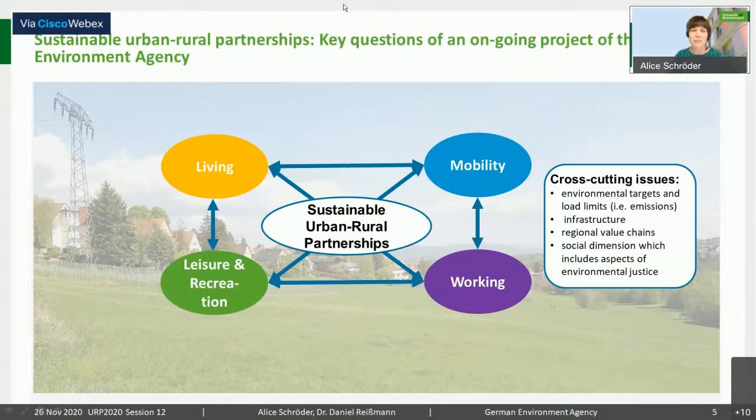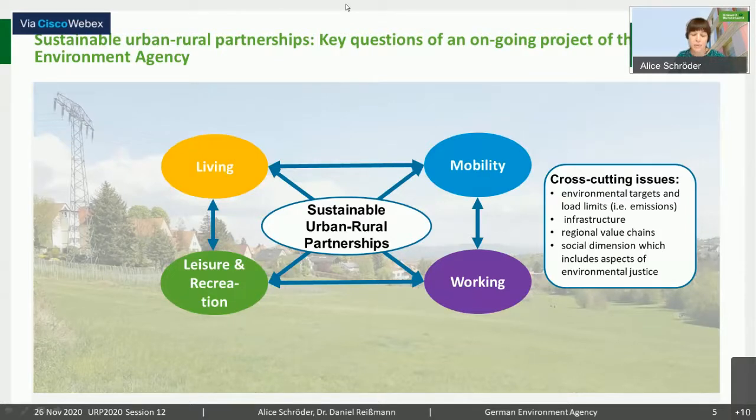In the next minutes, I want to point out some issues gathered from an ongoing project at the Department for Transport, Noise and Spatial Development at UBA on sustainable urban-rural partnerships. That project is currently a work in progress, so I will concentrate on the questions we try to answer and on our approach to answer these questions.